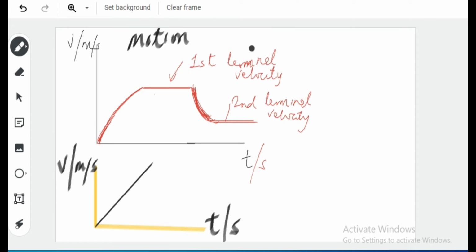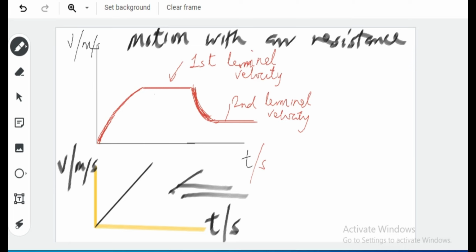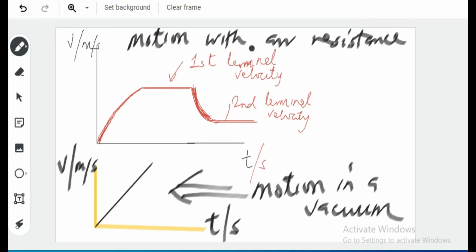Okay, so this first graph is for what? Motion with air resistance acting, is it not? While the second graph is motion without air resistance. This one is motion without air resistance, motion in a vacuum. I think it makes sense. Please describe this one for me, finally. When do you find this constant acceleration? When there's no air resistance. Yes. When there's no air resistance, motion in a vacuum, you get this. All right, I think that's a wrap.